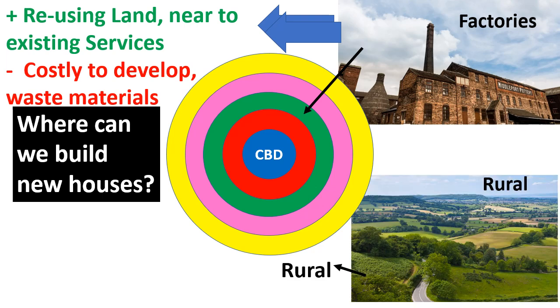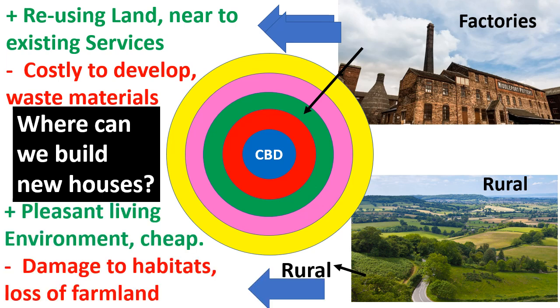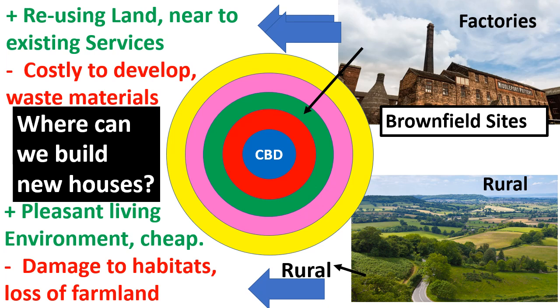Or we could build the houses in the rural area at the rural urban fringe, the edge of the city. Now, the positive for that is maybe a pleasant living environment, maybe it's cheap, but the negative of that is damage to habitats and wildlife, loss of farmland, and also maybe people have to travel further to work.